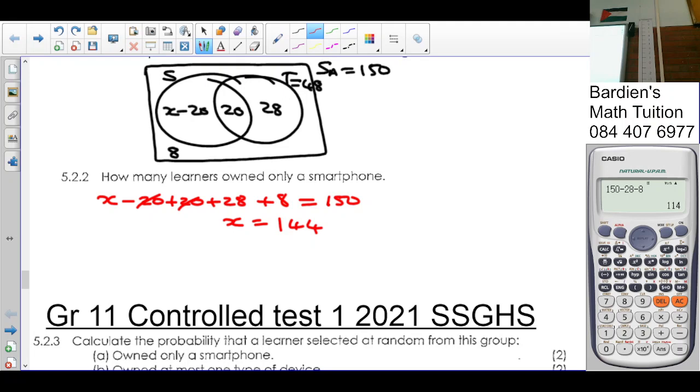But they're asking you how many own smartphones only. So they mean it's going to be X minus 20, which is 144 minus 20 is 120. So 124 own smartphones only. Okay.